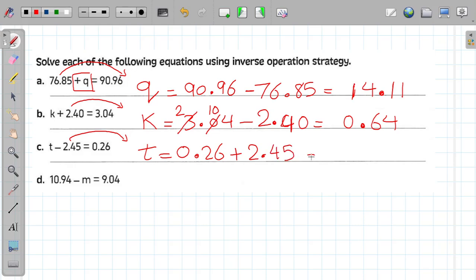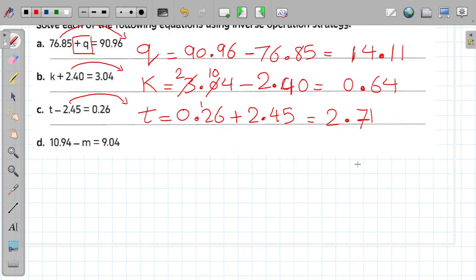2.45. Okay, so 6 plus 5 equals 11, so I will write 1 and carry 1. 1 plus 2 equals 3. 3 plus 4 equals 7, and I will write the decimal point. 0 plus 2 equals 2, so the value of T is 2.71. Okay, listen carefully to the last one.